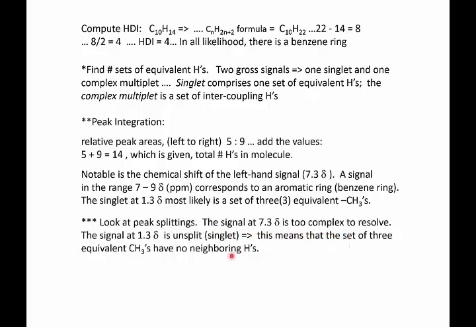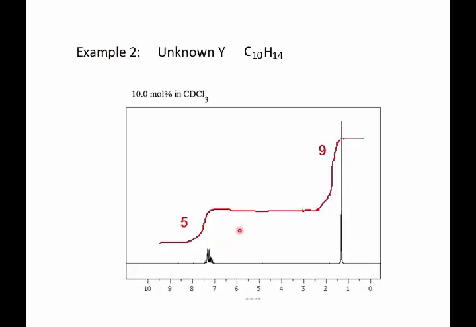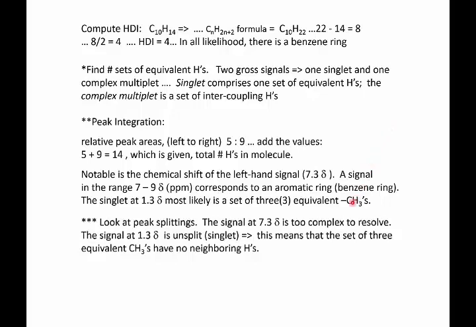Well, the value 5 here would mean 5 ring hydrogens. The value 9, the most reasonable interpretation is this. A methyl set comes out to 3 protons. 2 equivalent methyls would be 6. A set of 3 equivalent methyls would be 9. So this value 9 is most consistent with 3 equivalent methyls. The fact that there's no splitting means that that set of 3 equivalent methyls have no neighboring hydrogens.